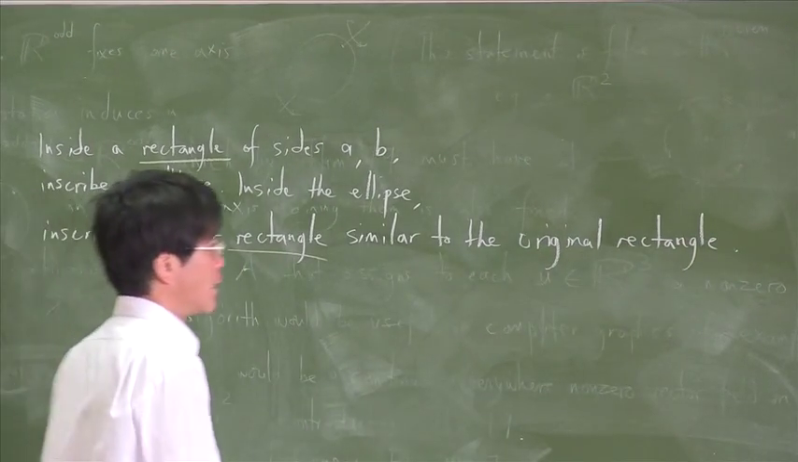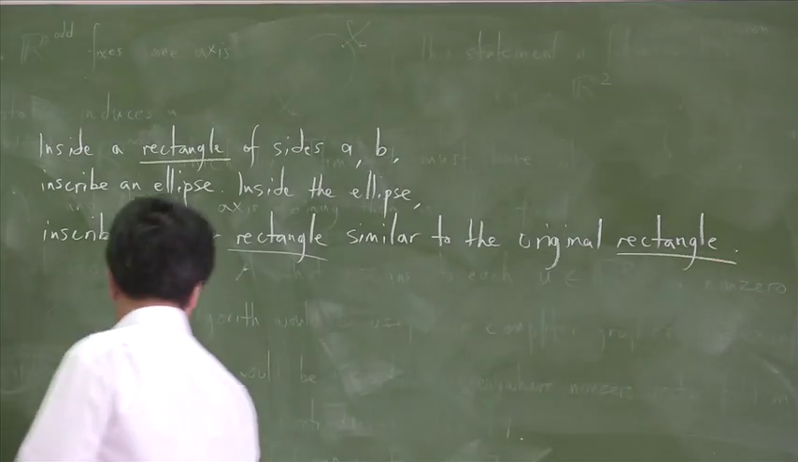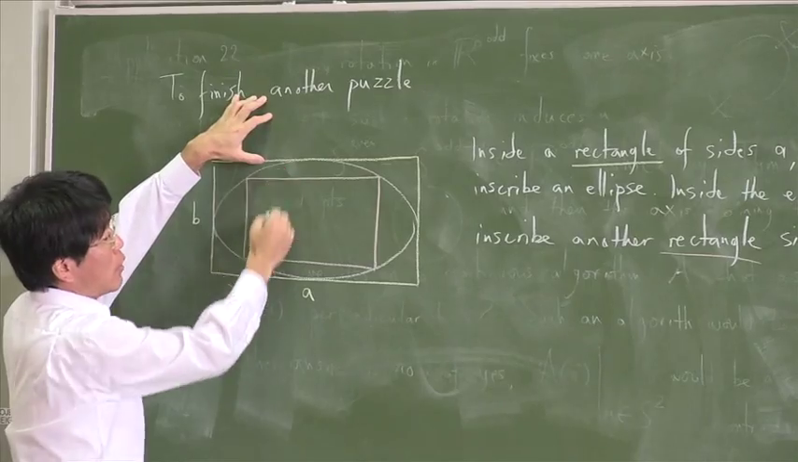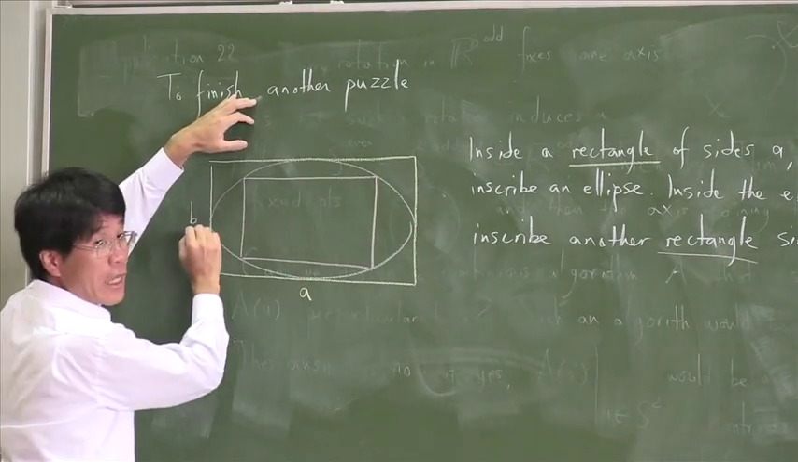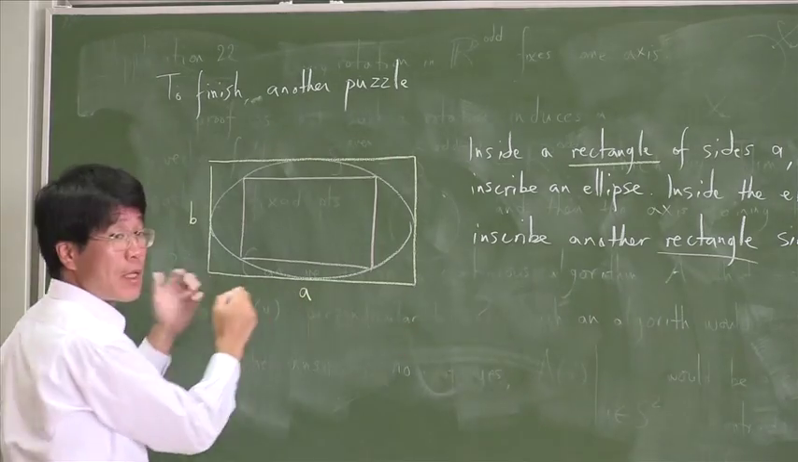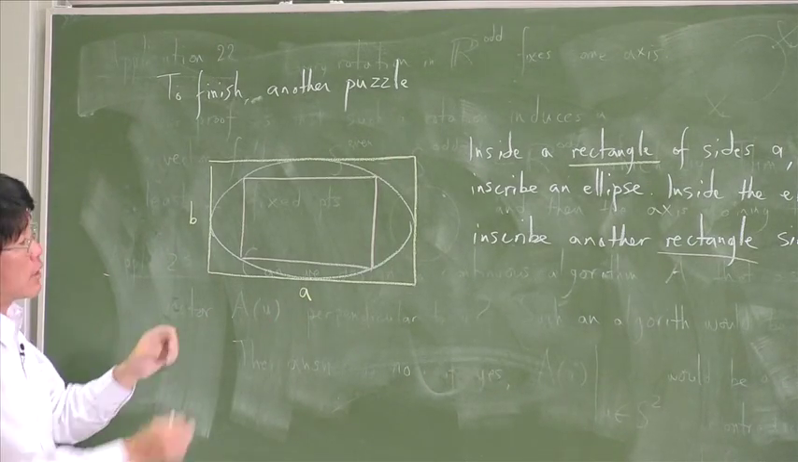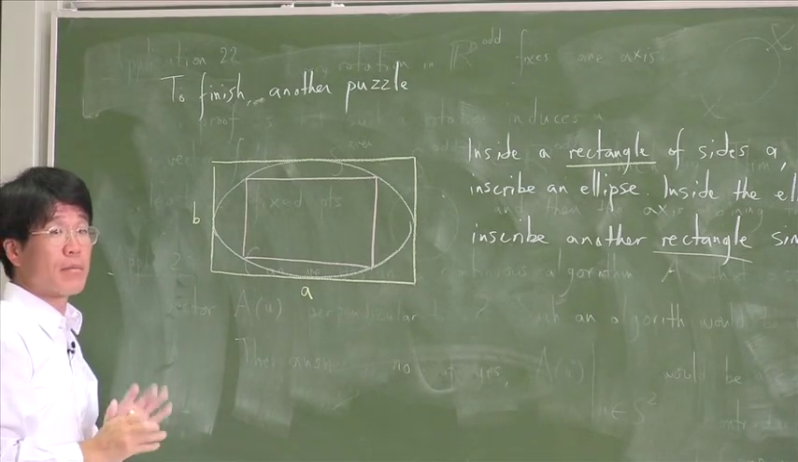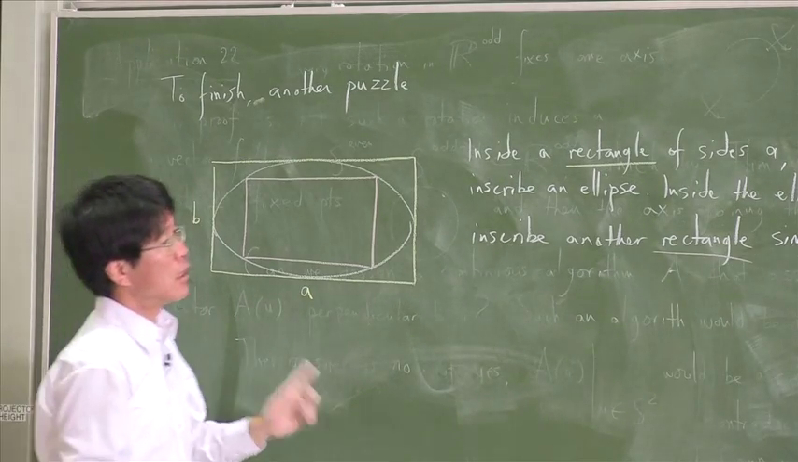I hope the meaning is clear. So here, I could draw lots and lots of rectangles inscribed. For example, I could draw a rectangle like this, I could draw a rectangle like this, but please draw a smaller rectangle which is similar to the outside rectangle. In other words, the ratio of this side to this side is always A to B. Is that okay?